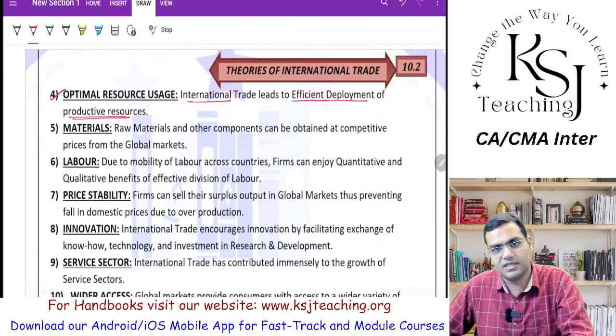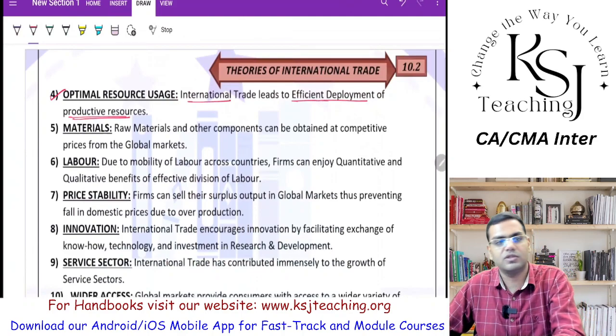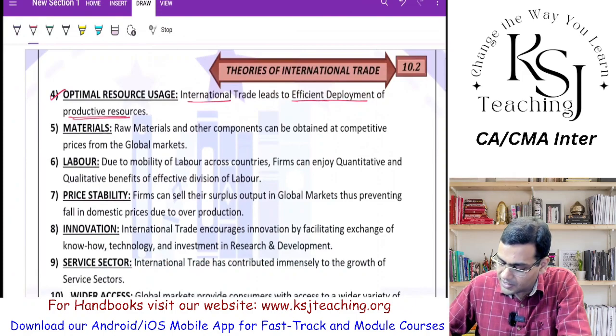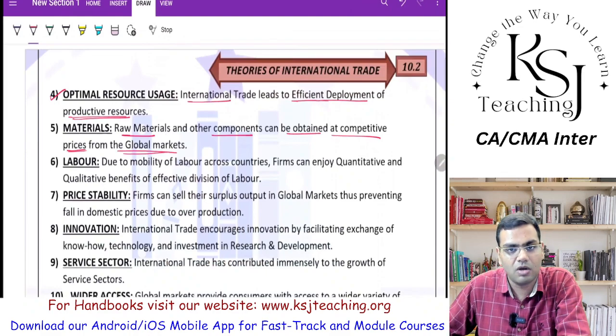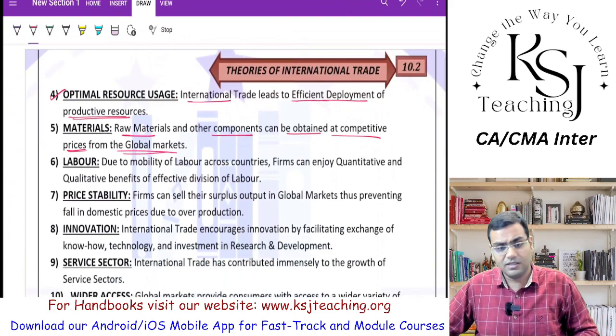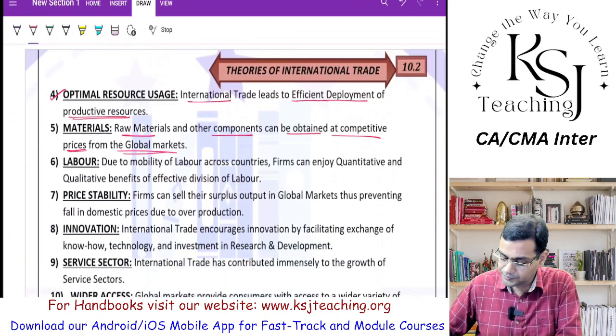Obviously, sir, if you have excess resources, you can give those resources to another country, which can lead to the optimum utilization of resources instead of wasting them. Clear? Then raw material and other components can be obtained at competitive prices from the global market. So if you need a raw material which is not available in your own country, you can buy it from the global market. Right, that is another benefit of international trade.